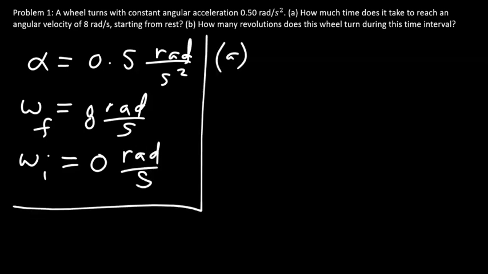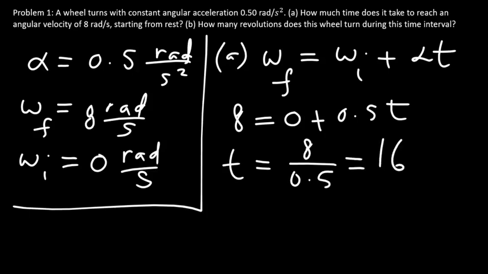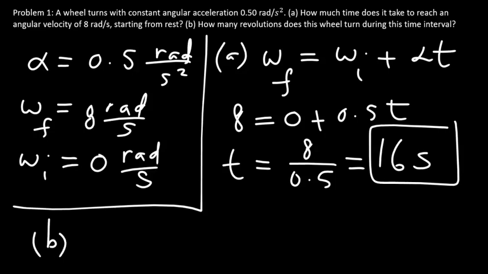So we can determine the time it takes for the wheel to turn from 0 radian per second to 8 radian per second using the first equation of kinematics, which is given by omega f equals omega i plus alpha t. Omega f is 8, omega i is 0, alpha is 0.5, and t is what you want to find. So then you can solve for the time interval being 8 over 0.5, which is 16 seconds. So that is the amount of time taken for the wheel to turn from 0 radian per second to 8 radian per second. Now part B, how many revolutions?